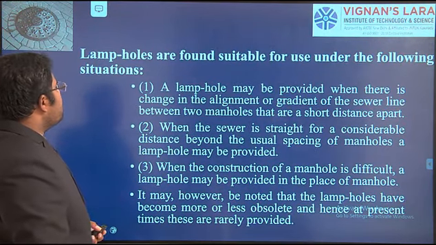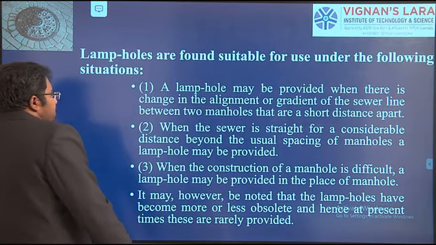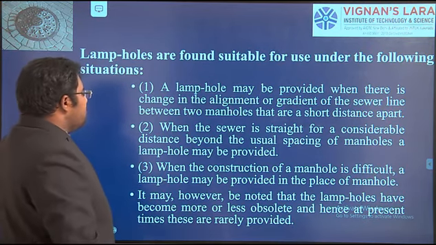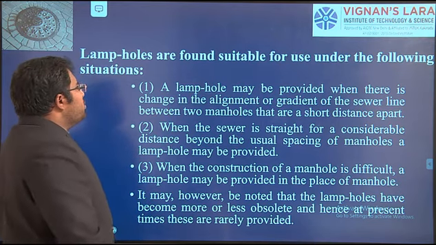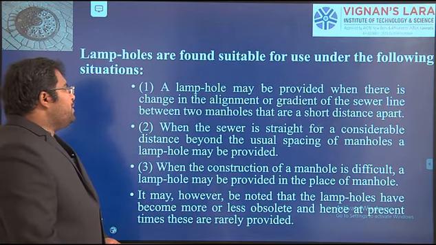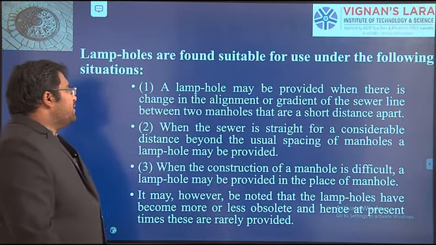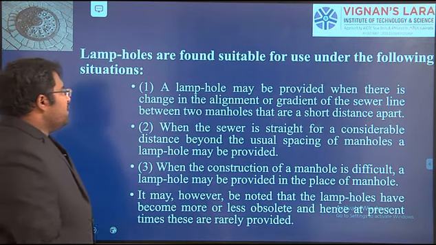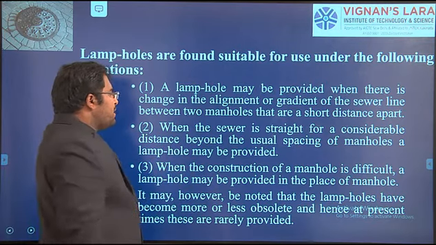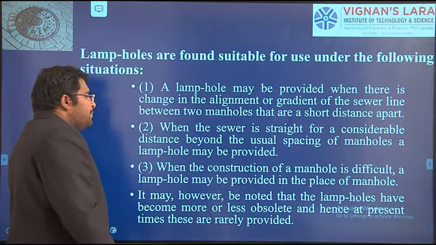So lamp holes are found suitable for use under the following conditions. These are the three conditions where we have suitable situations. A lamp hole may be provided when there is a change in alignment or gradient. Next, when the sewer is straight for a considerable distance beyond the usual spacing, a lamp hole is provided.